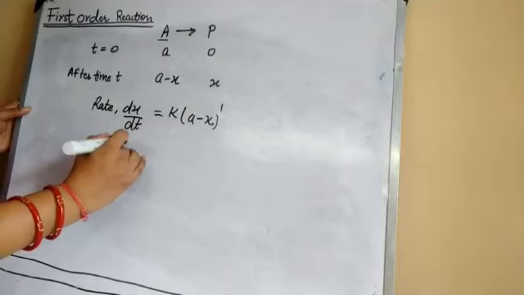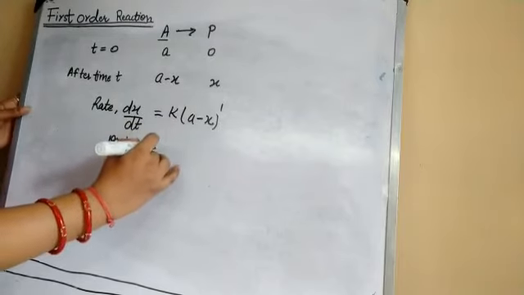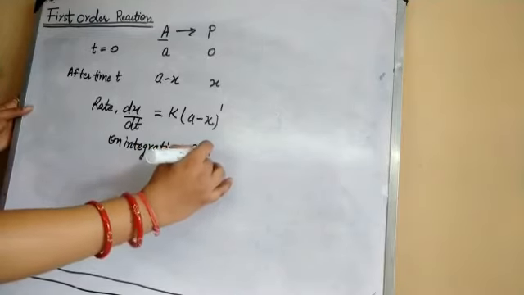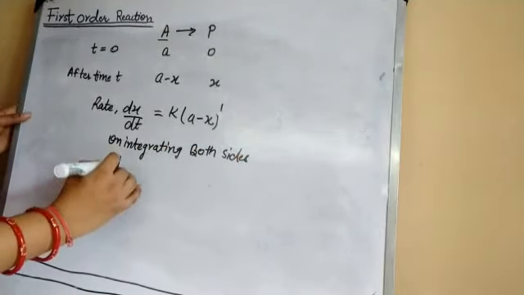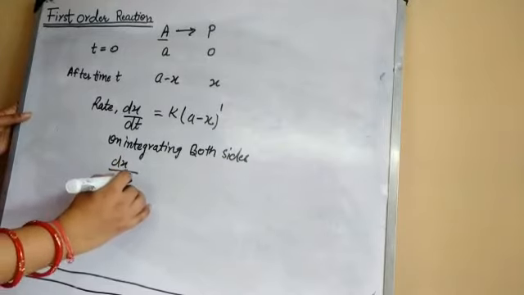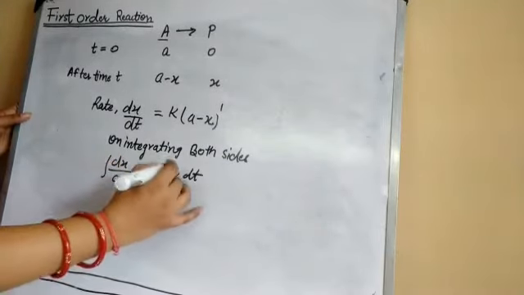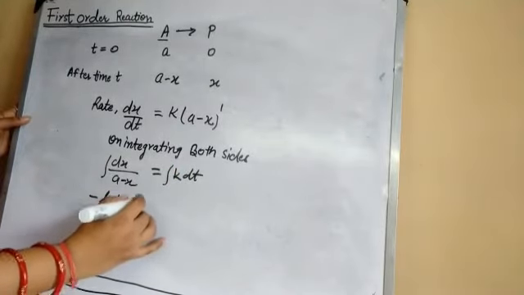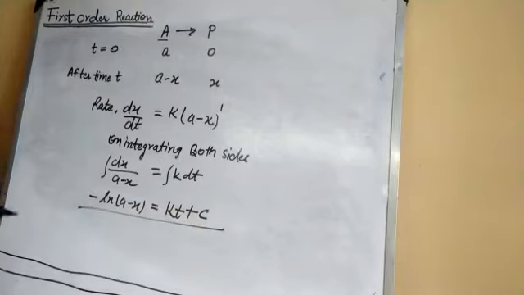Now we need to integrate to get the integrated rate law expression. So on integrating both sides, before integration you can write it as dx by A minus x equal to k dt. So you will get minus ln(A minus x) equal to kt plus c, where c is the integration constant.